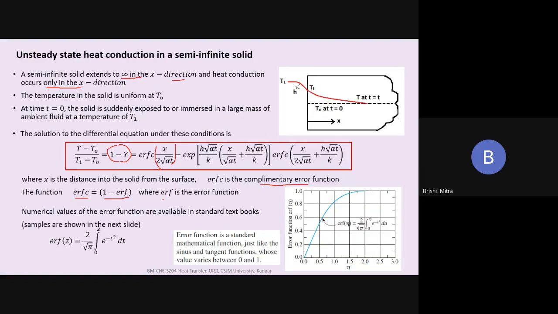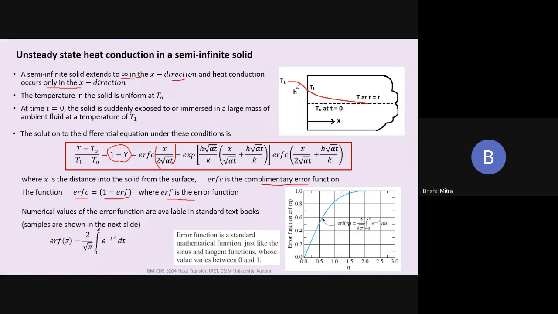Okay, so the error function, this is what we have. Next is minus exponential of h square root of alpha t by k. Alpha is my thermal diffusivity, t is my time, h is my convective heat transfer coefficient, and k is the thermal conductivity of the solid material. This is multiplied by x by 2 square root of alpha t plus h square root of alpha t by k.